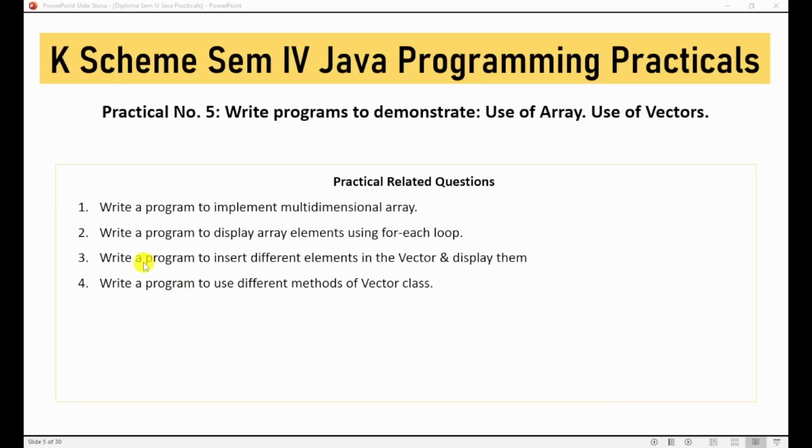Now the second question is: write a program to display array elements using a for each loop. In this program again we have to use an array, and we are going to use a for each loop for printing that array. As the dimensions are not mentioned here, we will be using a single dimension array only. So let us move to the code directly.